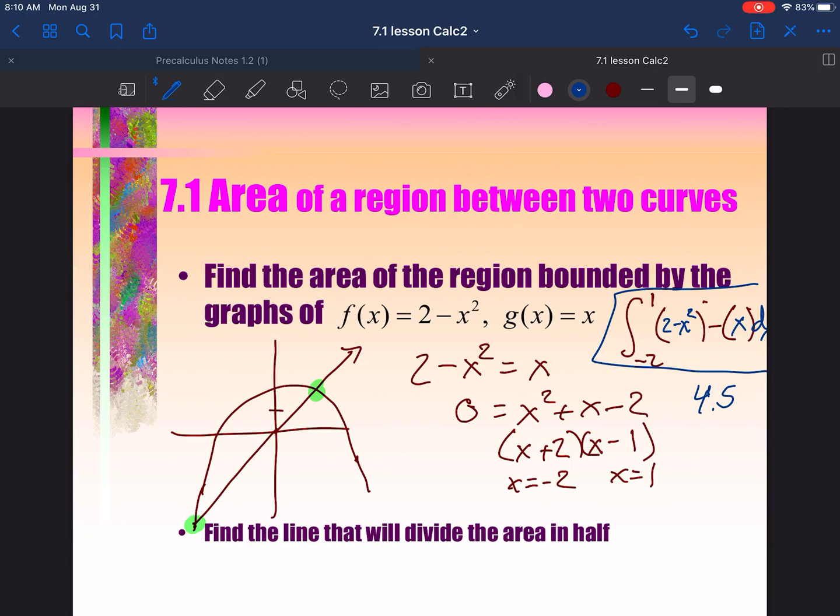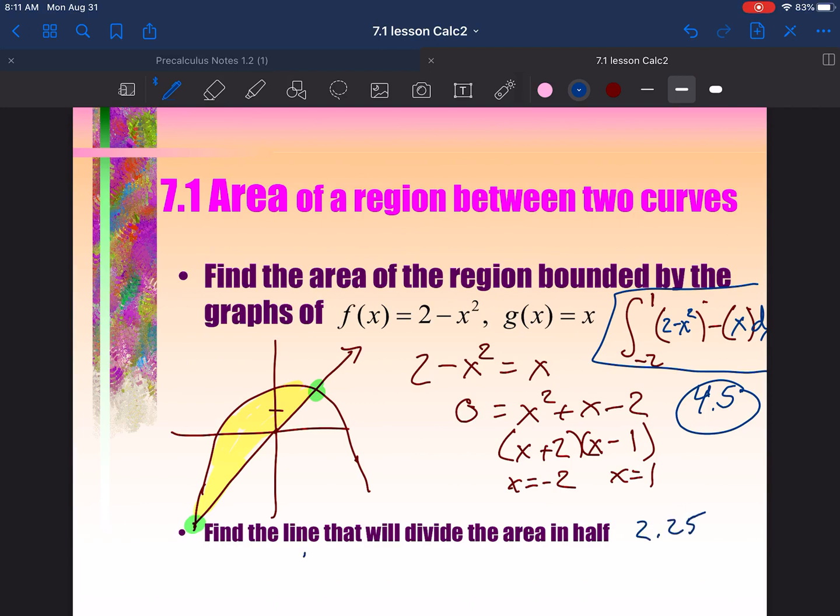Now down here, I've got another question for us to ponder. How could I find a line that will divide that area in half? So sometimes you're tasked with something like that, where I want to find where to divide it so that the area on the one side is equal to the area on the other. So here's my area in yellow. And if I want it cut in half, where is that magical spot? How do I know where to find that? Well, if I know the whole area is 4.5, then I know half of that would be 2.25.